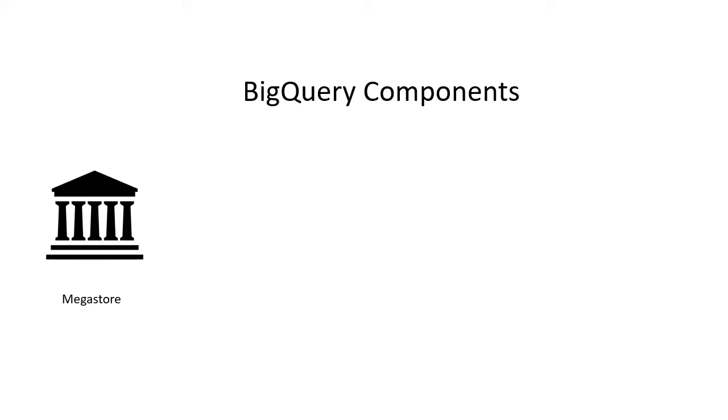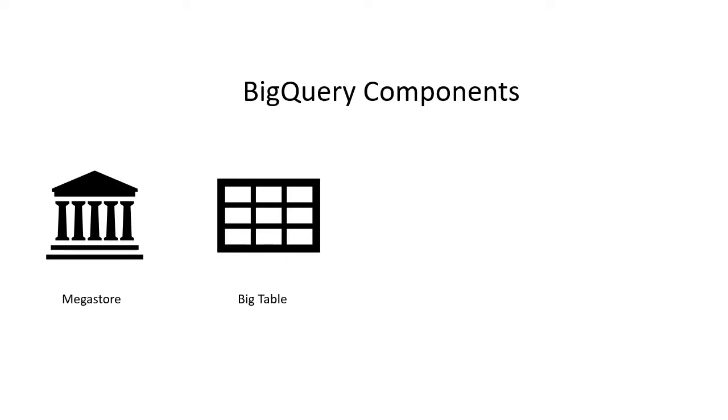BigQuery stores data about your tables in Megastore. Now, it doesn't store the data in Megastore, just the metadata. Metadata is data about data. Megastore is a globally available NoSQL-type data storage system. Google systems are often highly layered. Each layer adds something the lower layer doesn't. For example, Megastore is built on top of Bigtable.